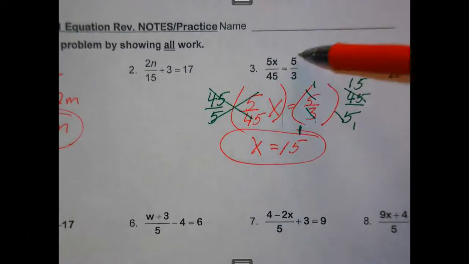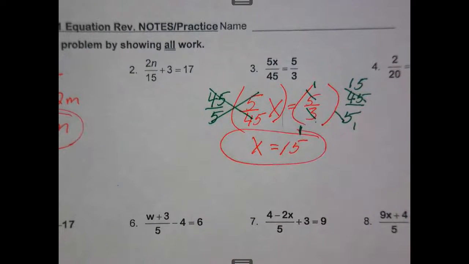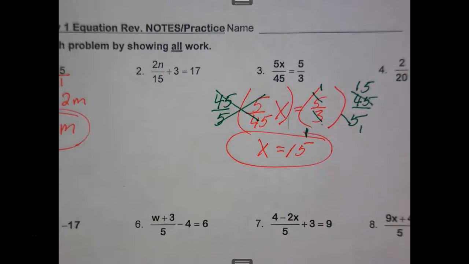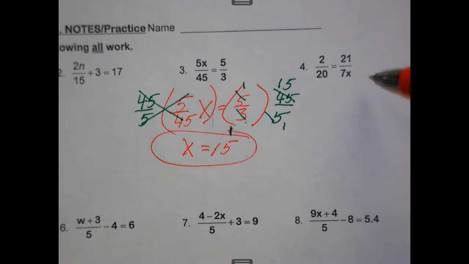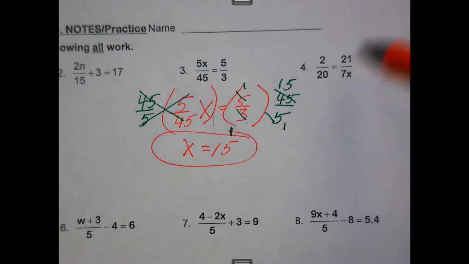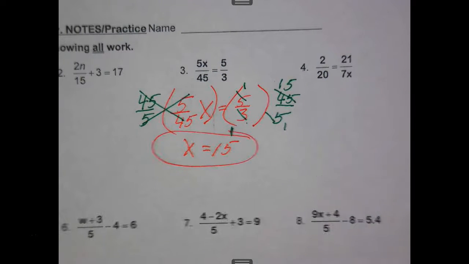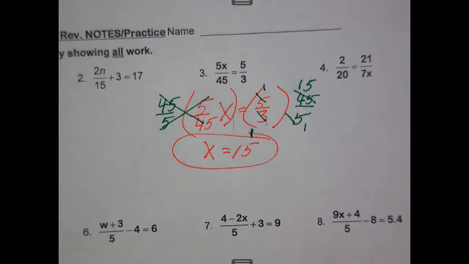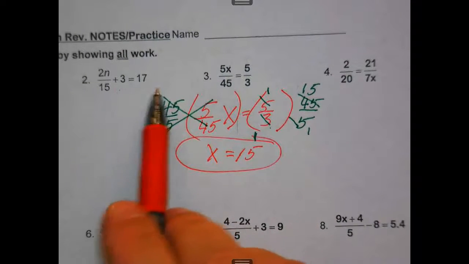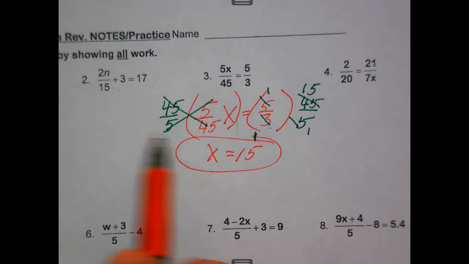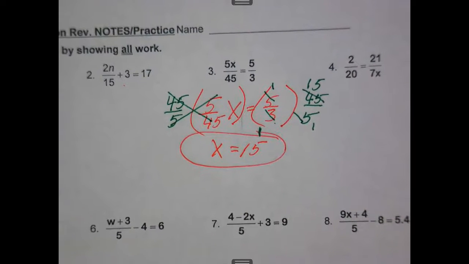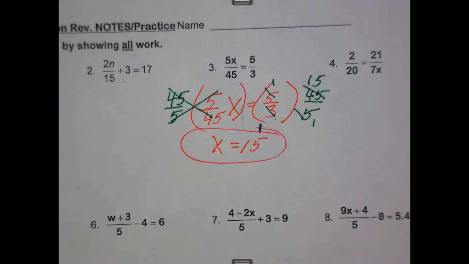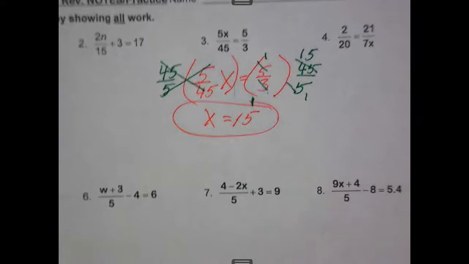Now, you could cross multiply and solve that way too. Doesn't matter. This number 4, you cannot pull that x out. Well, you could, but it's 1 over x. I would definitely use cross multiplication on number 4. Number 2, you'd have to subtract 3 from both sides first, and then either cross multiply or multiply by the reciprocal. Either way. ¿Comprendes?